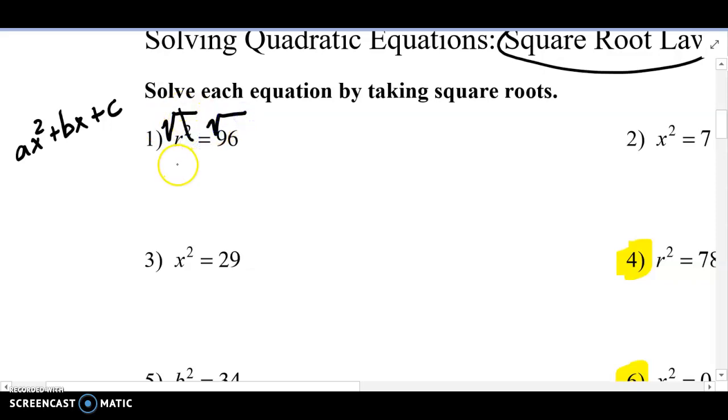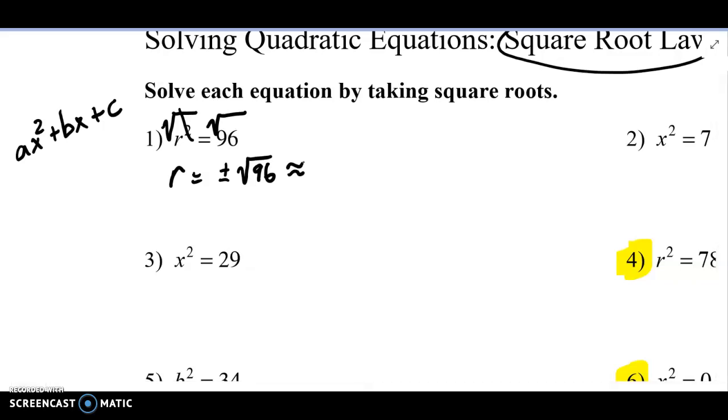So that cancels the square. So r equals the square root of 96. That is not a perfect square, so we're just going to estimate it. Remember, you're going to have two answers when you take a square root, plus or minus the square root of 96, which is about... Make sure you have your calculator in front of you. Get the practice. Do it on your own.